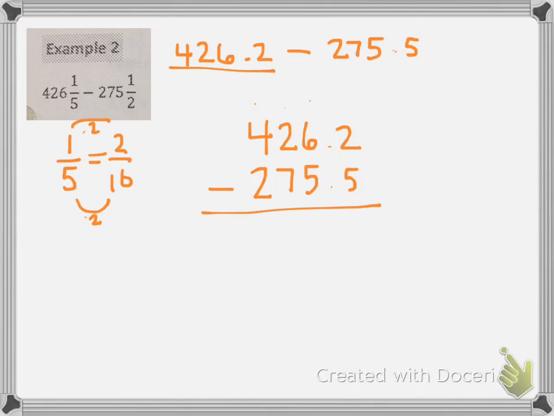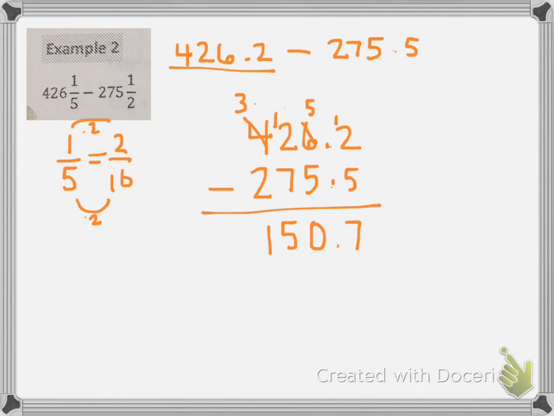And now subtraction. Can't take a 5 away from 2, so I'm going to borrow. 12 minus 5 is 7. 5 minus 5 is 0. 2, can't take 7 away from 2, so I'm going to borrow again. 12 minus 7 is 5. 3 minus 2 is 1. Where does the decimal go? Well, it's here in my problem, so it goes straight down into my answer. 150.7 is the correct answer.